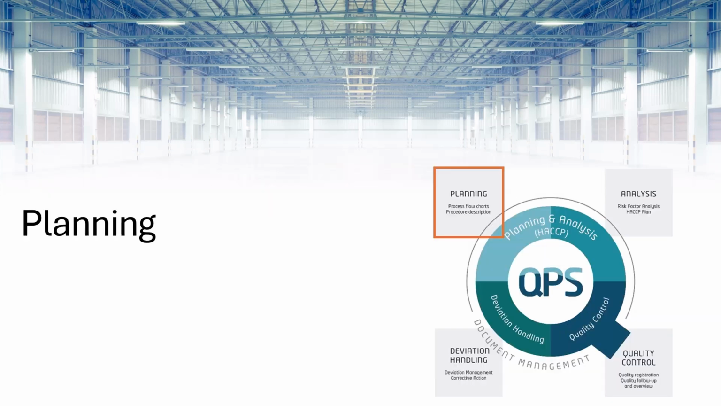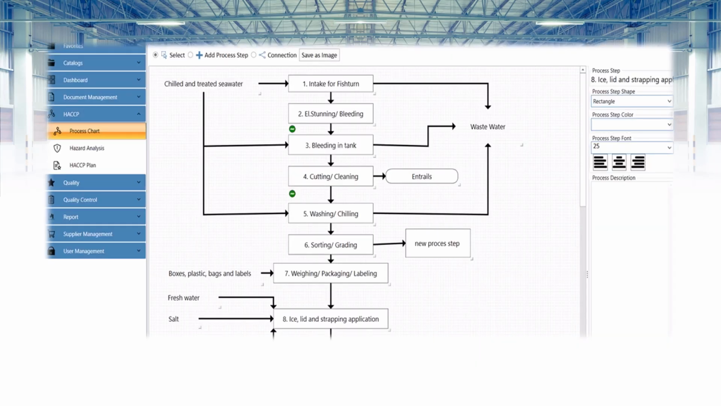The planning module. The planning module is a drawing program where you, to start with, have to define your hazard process steps in the factory, all your process steps in the factory, including your input such as ingredients, excipients, supplies, water, gas, etc. After that, start creating the hazard flowchart with the drawing program.